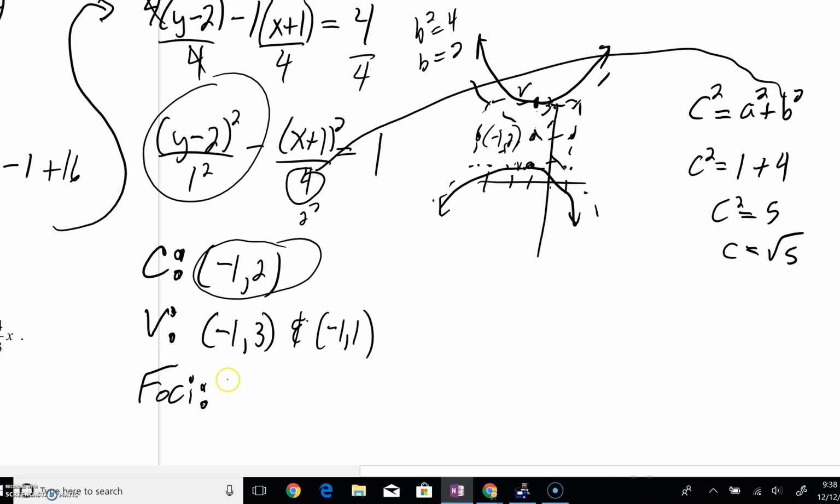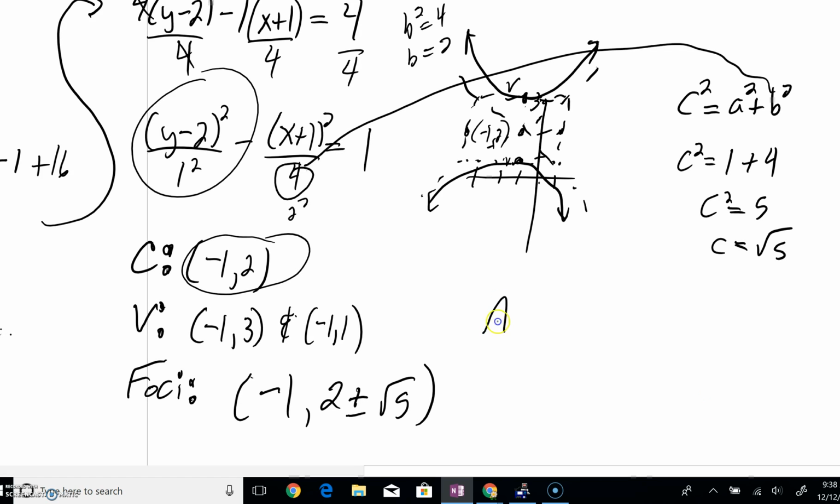Here we could use a real quick shortcut. When I'm rising up and falling down, I'm affecting what coordinate, x or y? The y. So guess what? I'll be at -1 comma, and I had a 2 for my center, but we're going to say plus or minus radical 5, right? Is that making sense? Okay, but now we have to talk about our asymptotes.